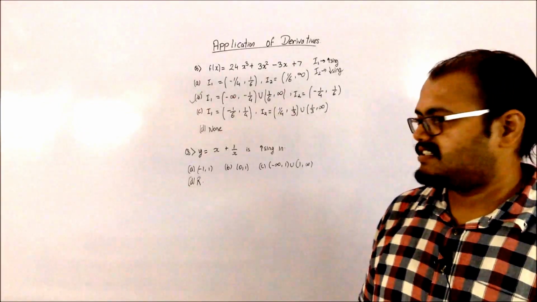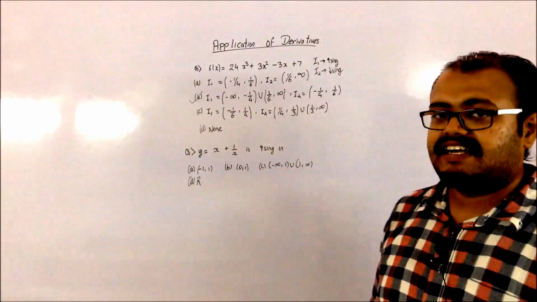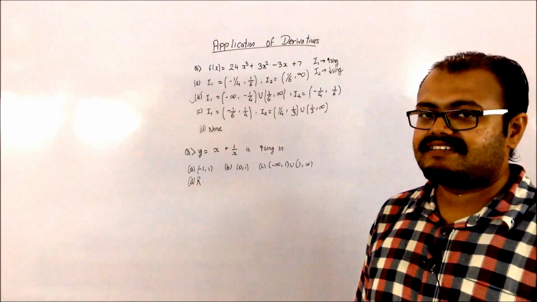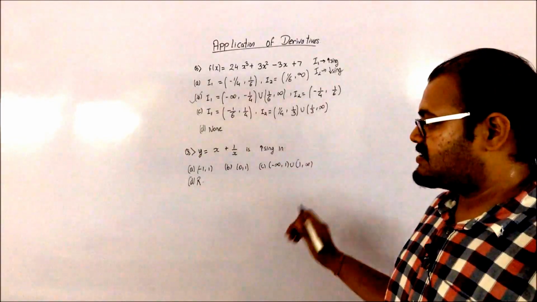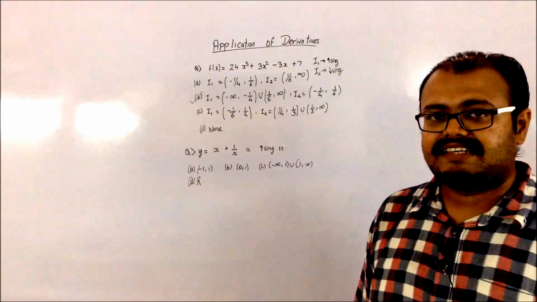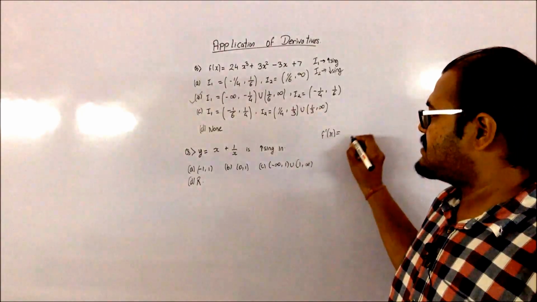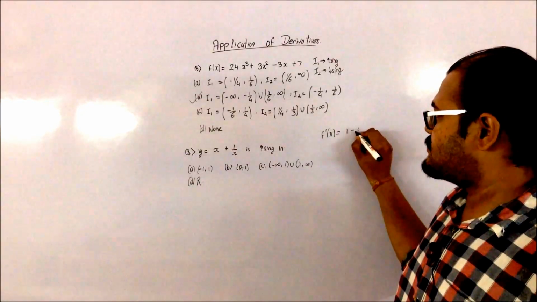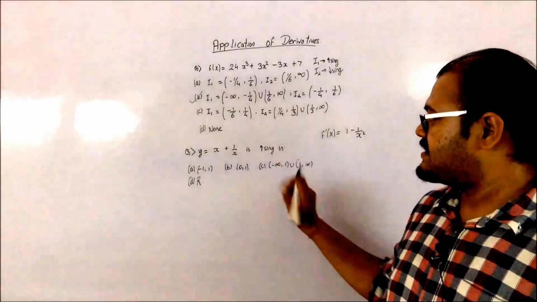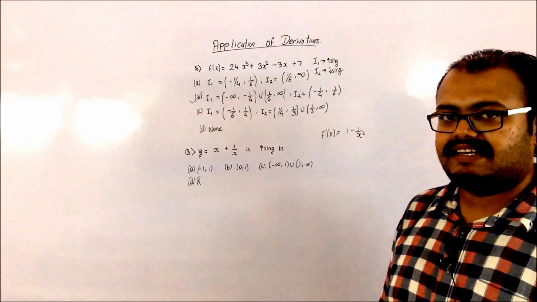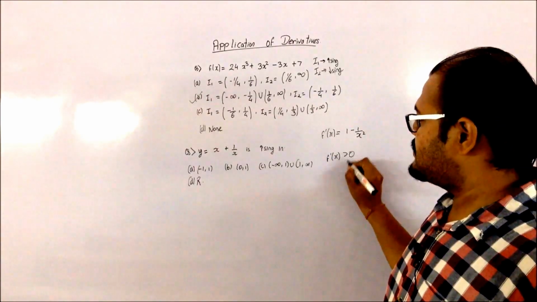Moving to the next question, I have been given y is equal to x plus 1 by x and I want to check the condition for this function to be an increasing function. Here y is nothing but f of x, so I will find f dash of x. My f dash of x will be 1 minus 1 by x square. If I want the function to be increasing, f dash of x should be greater than 0.